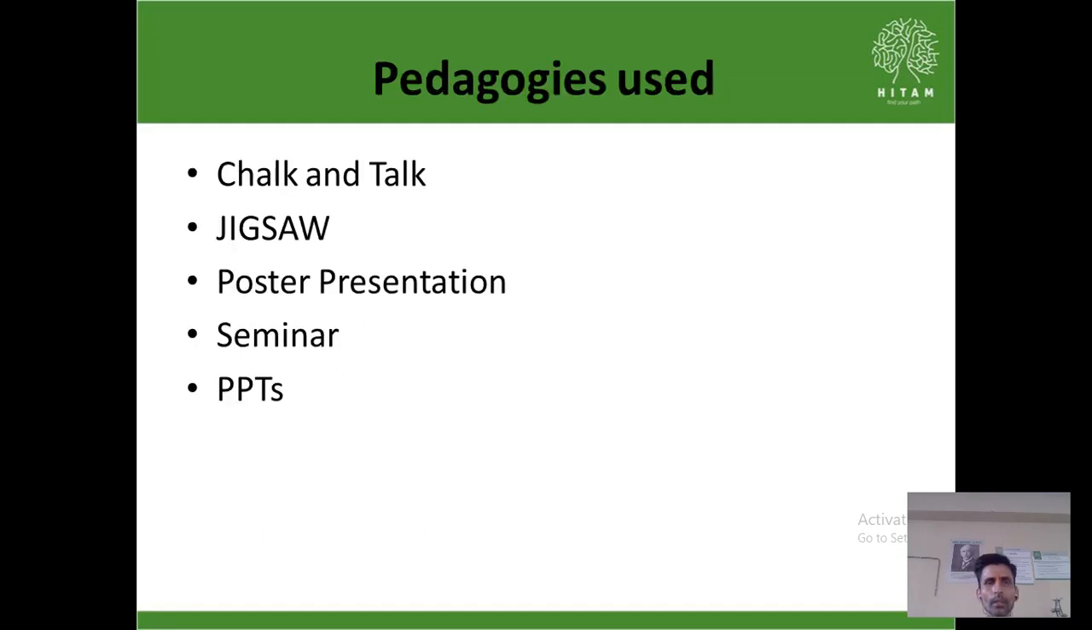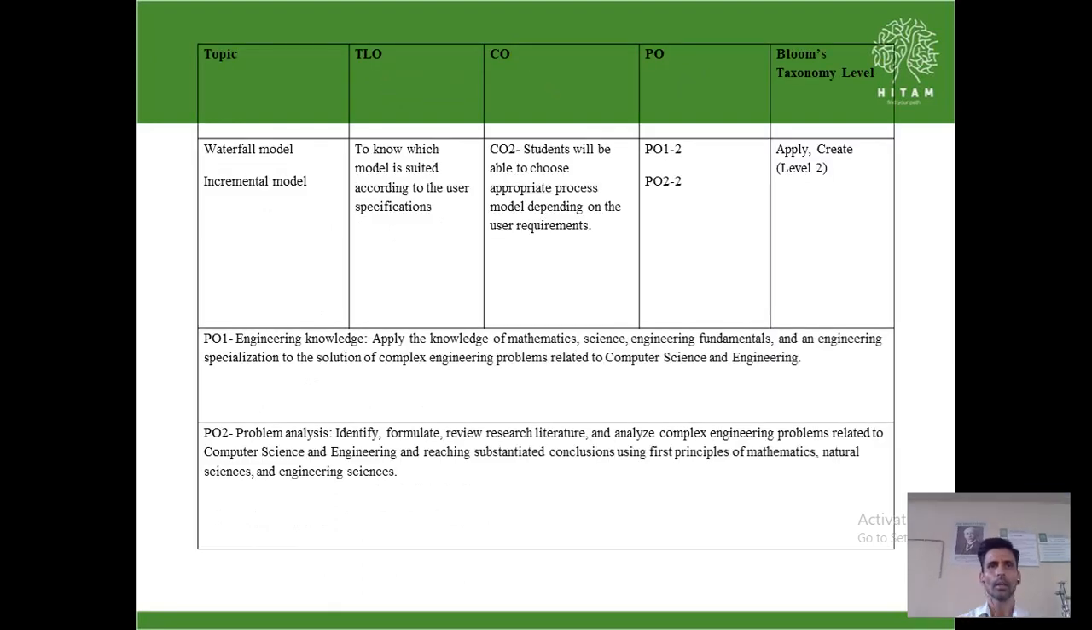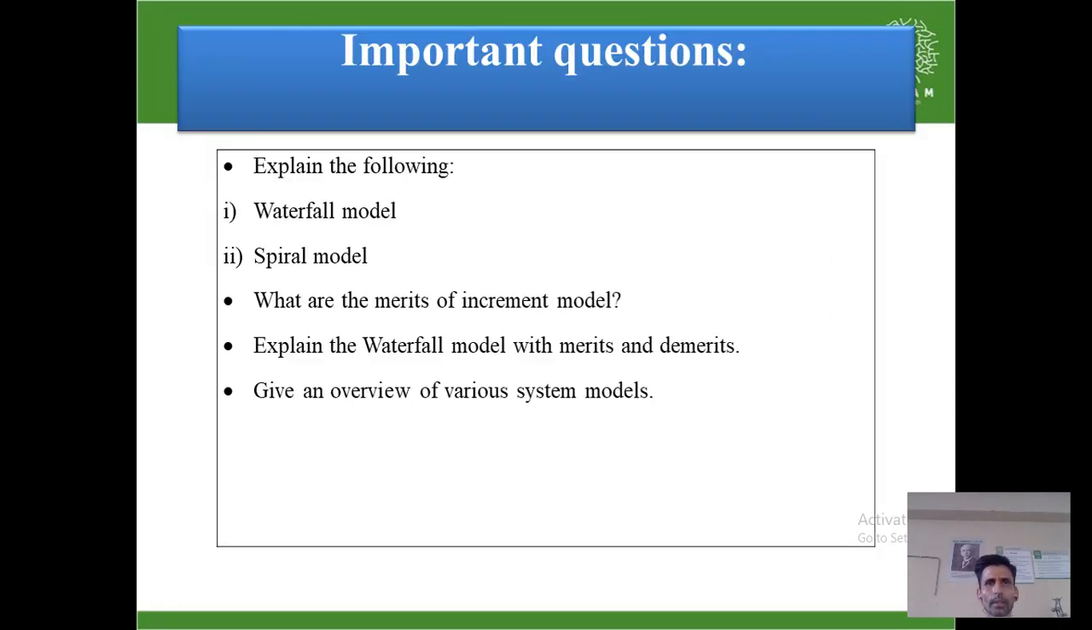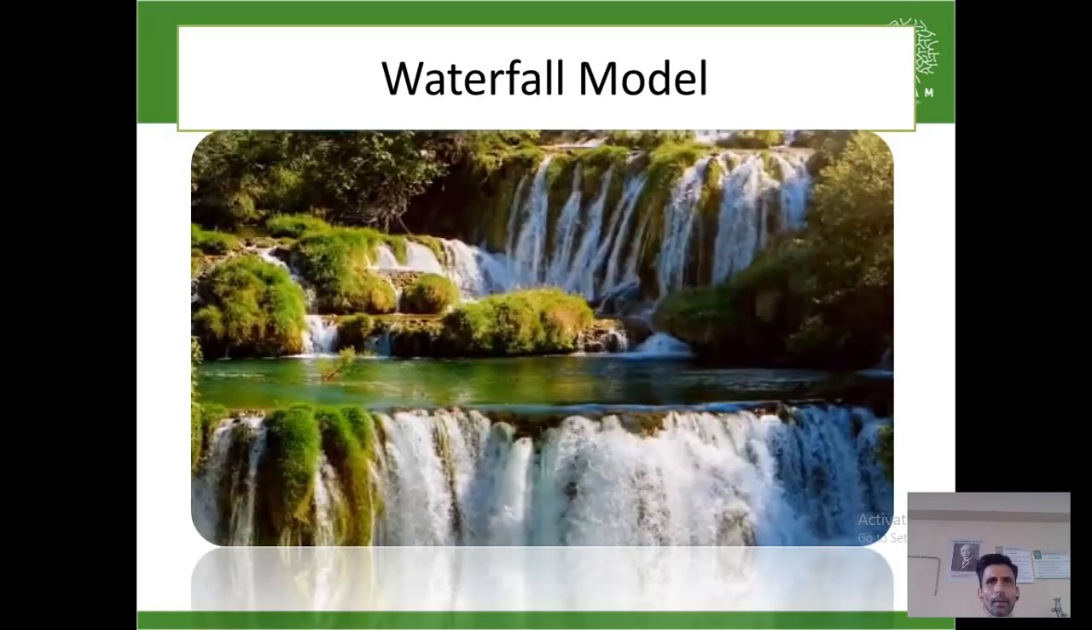Pedagogy I will use here: chalk talks, jigsaw, poster presentation, seminar, PPTs, and these are the TLO, topic level outcomes, COs, POs, and Bloom's level. One important question from my two topics, the waterfall model and spiral model, is very important for the GN2H exams. So, the merits of the incremental model, waterfall model with merits, demerits, and overview of various system models, SDLC model, software development life cycle models.